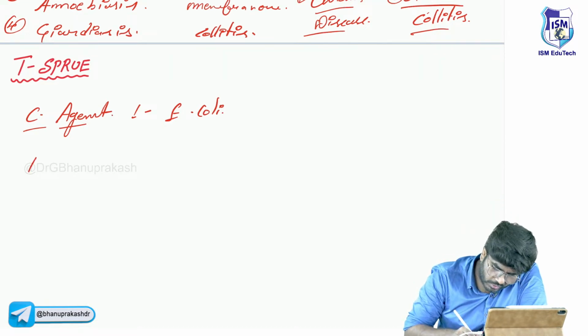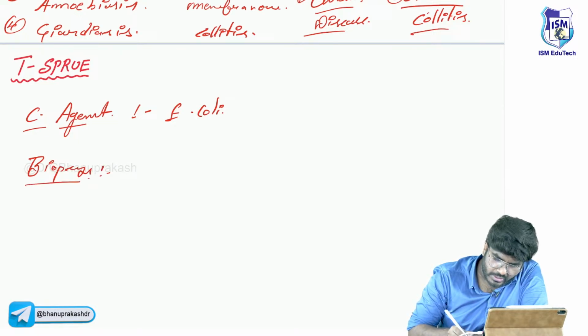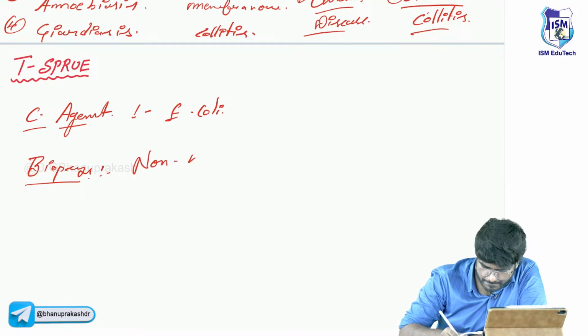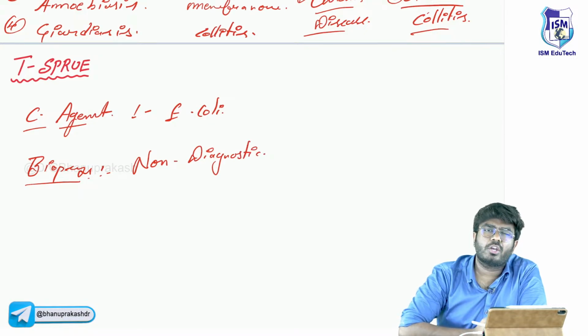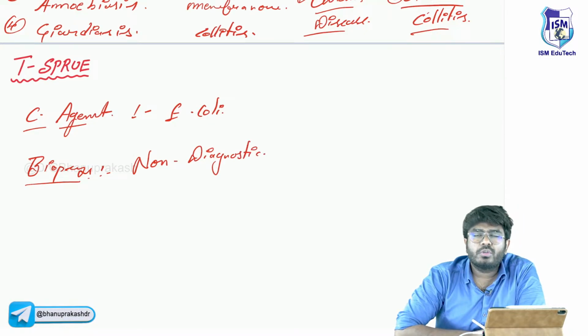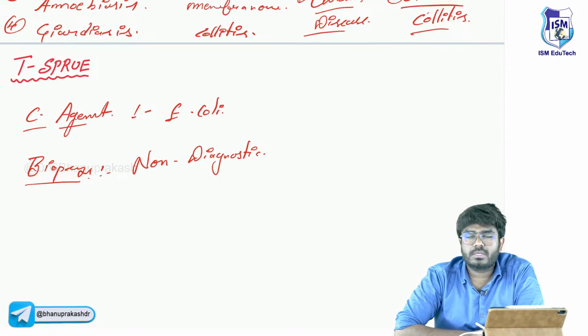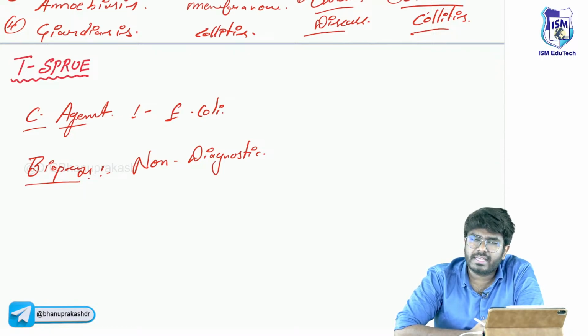If you do the biopsy of the intestines, the biopsy is going to be non-diagnostic. Nothing specific is visible. So you can ask me, why is there malabsorption? Some inflammation is going on, right? Infection is there in the intestines, and because of this infection, inflammation will start to happen.